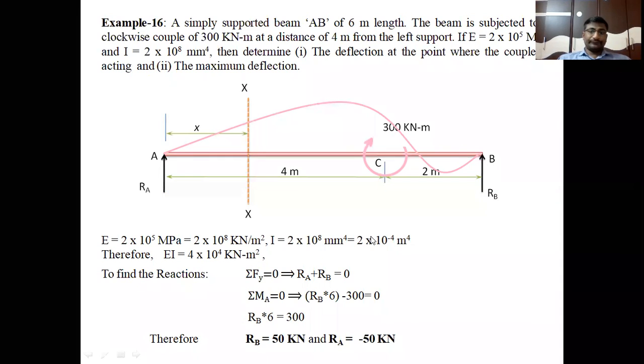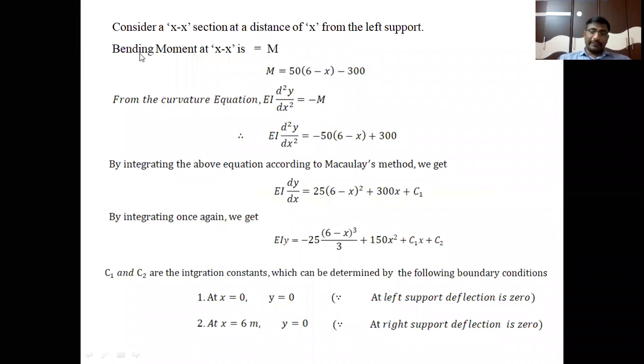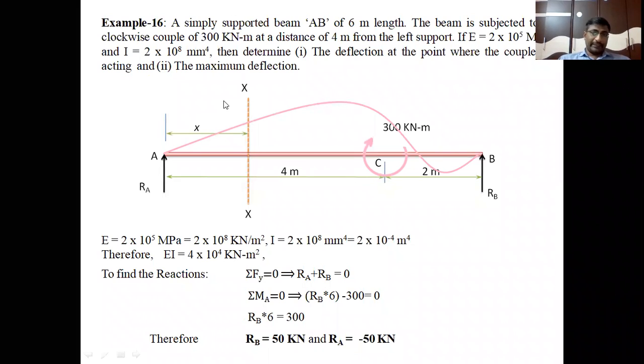Okay, students. So after getting RA and RB, consider the XX section again, at a distance of X from the left support. At the XX distance, you have to find the bending moment again. What is the bending moment equation at XX? On the right hand side, the forces are RB and one moment. Due to these two, bending moment will be developed at XX. So the bending moment at XX, M, equals RB into the total distance from X to B. The distance from X to B is the total distance 6 meters minus X, so 6 minus X is the distance.